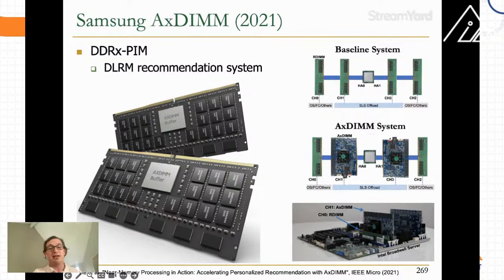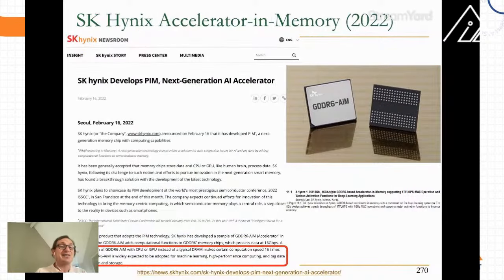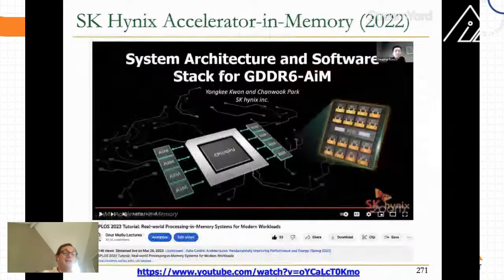So, and then they've written papers about it also that talk about the efficiency, et cetera. And these could be used in data centers, for example, to accelerate recommendations. SK Hynix introduced this accelerator in memory system, which is essentially somewhat similar to the Samsung system, but perhaps it's more capable. It's GDDR, graphics DDR based. Essentially, it can also do matrix vector multiplication, multiply and accumulates very well.